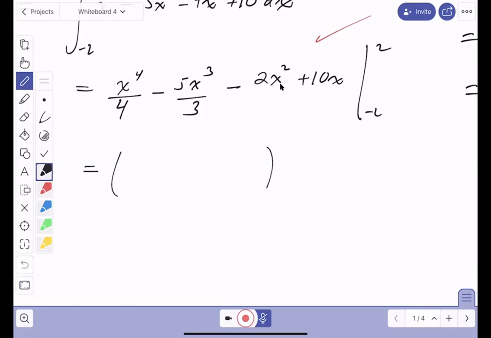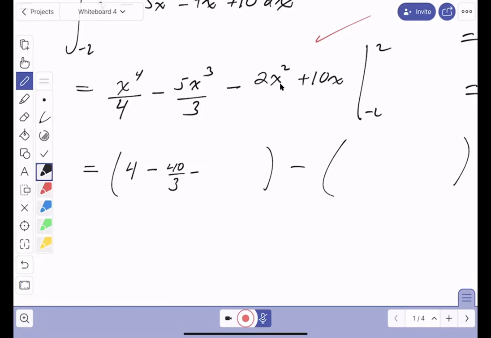So I'm going to do upper minus lower. Yep, it's arithmetic. And what do you get there? Well, 2 to the 4th power, that's 2 times 2 is 4, 8, 16. Well, 16 divided by 4 is 4. Minus, well, that's going to be 5 times, well, 2 cubed is 8. That's going to be 40/3.